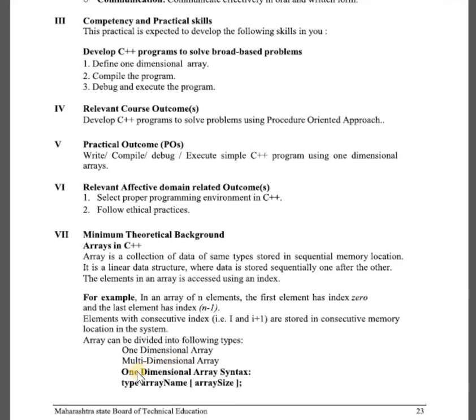What is one-dimensional array? There is one syntax for defining one-dimensional array. First, we want to specify the data type. After the data type, we want to specify the array name, and after the array name, in a square bracket, we want to define the array size. That means the array size defines the total number of array elements that can be stored in that particular array.